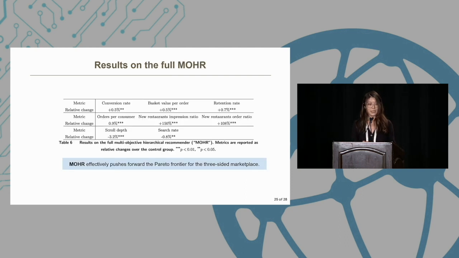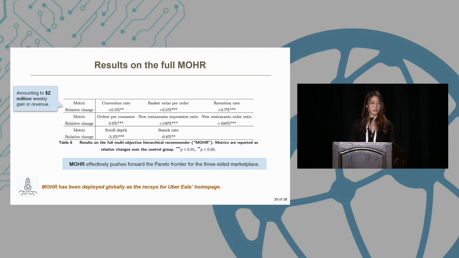Okay, lastly, putting everything together, our full framework is able to achieve Pareto improvements on all the metrics we care about across the board. And because of its significant business impact, it has now been deployed globally as the recommender system for the Uber Eats homepage. So if you open your app today, the restaurant recommendations you see will still be powered by this framework.